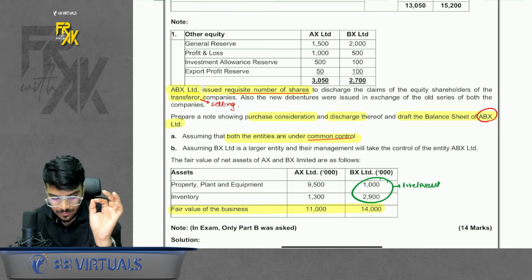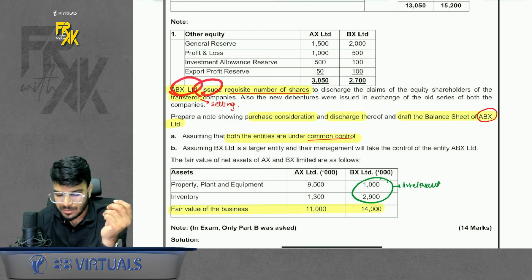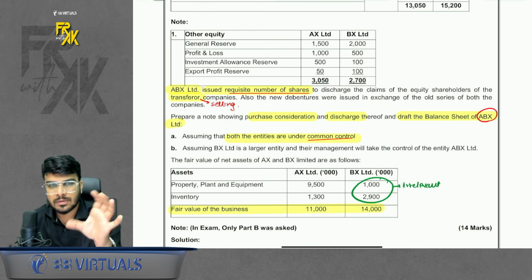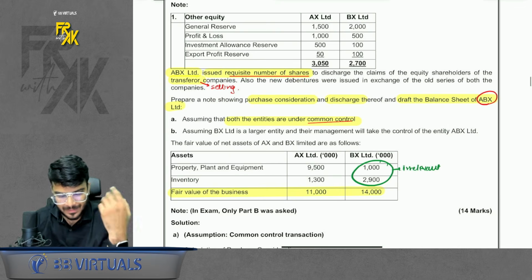If you see closely, ABX is the acquirer. So ABX will give PC now. They have given that ABX issued the requisite number of shares. The issue with this question was that the PC amount was not given. How much PC has ABX given? That is missing here, so you have to assume some PC.